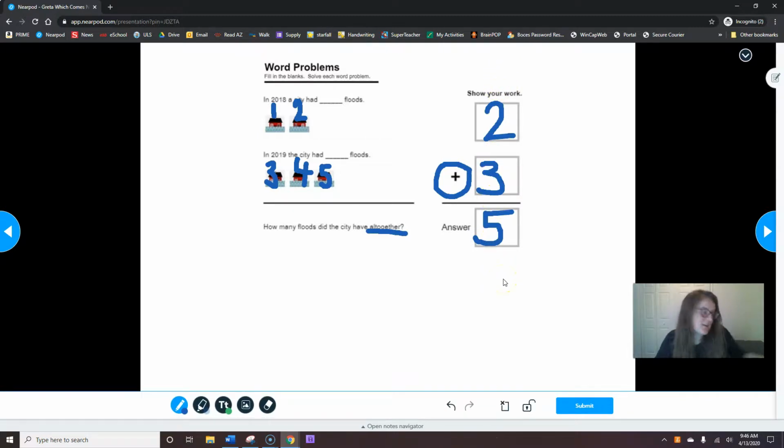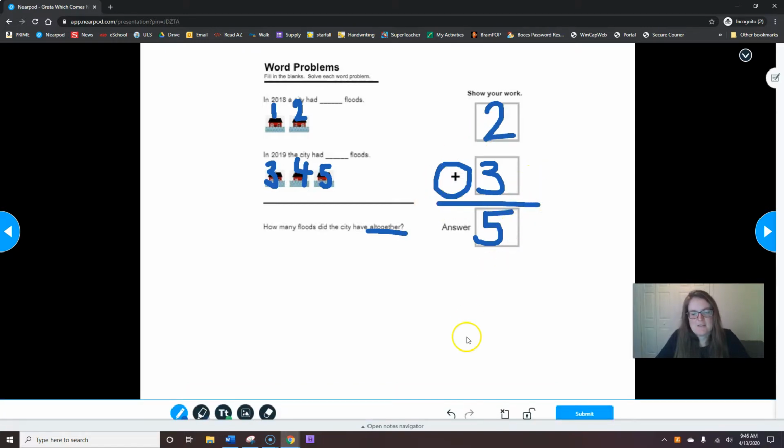You can also use, like we were using markers last week, you could use 2 markers, like I have a blue and an orange, plus 3 markers, gets us 5 altogether. Ready? 1, 2, 3, 4, 5. When you're done writing 2 plus 3 equals, remember this means equals, 5, you can hit submit.